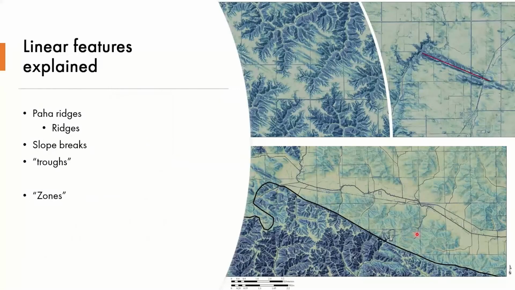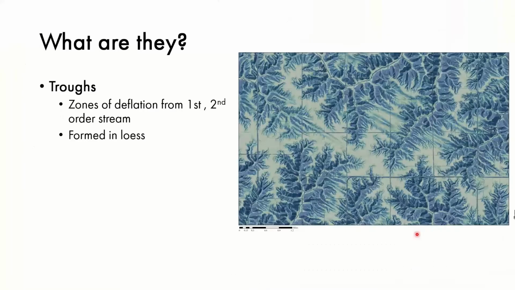This leads us to these linear features that I touched on earlier. So these aren't formed in sand, they're formed from sand. And that's, once again, the key. Sand is the tool. And where sand can go, you're going to have changes. And so I mapped out paha ridges. I mapped out slope breaks, so where there's less and where there's not, that contact. I mapped out these troughs and then what I'm calling deflation zones.